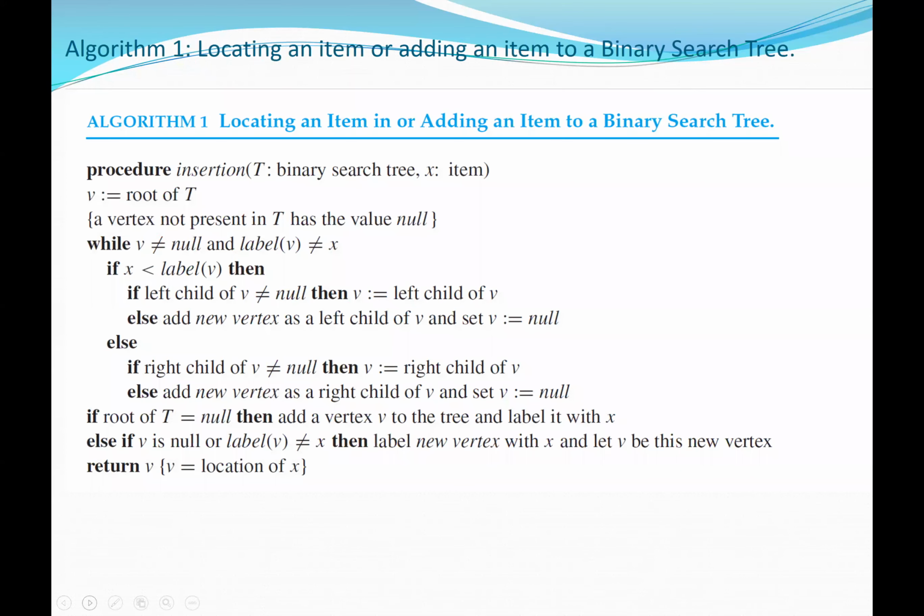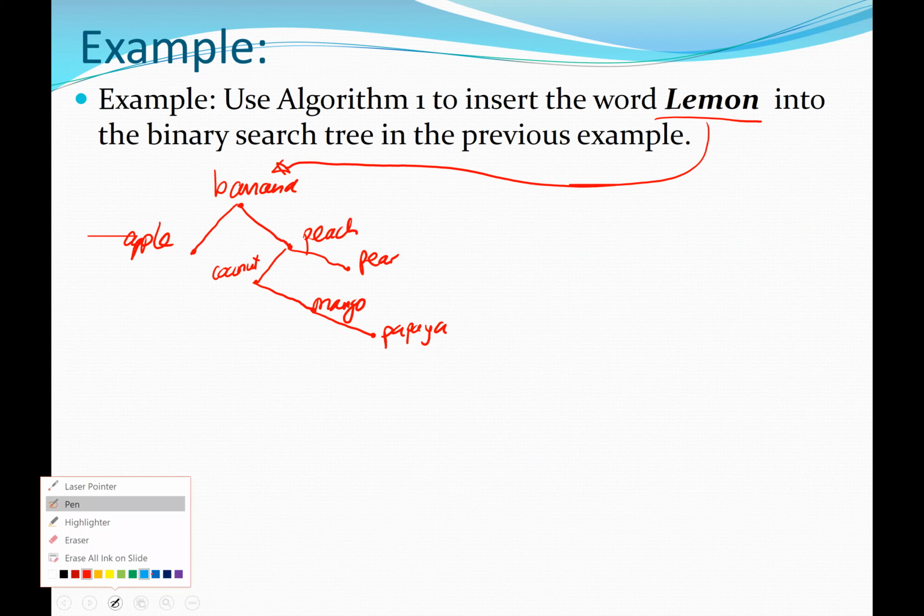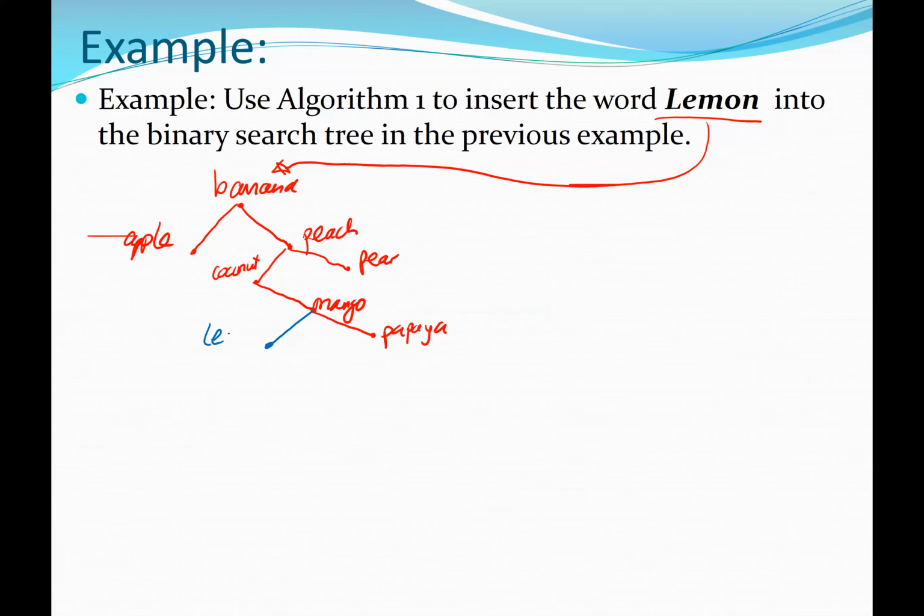And now we're going to take a look at what happens if you want to add lemon to the binary search tree. So again, lemon. Now you take lemon and compare it to banana. Lemon is bigger than banana, and then lemon is smaller than peach, and lemon is bigger than coconut, but lemon is smaller than mango. So lemon will be added on this side right here. So when you add lemon, lemon and papaya will be on the same level. Okay.